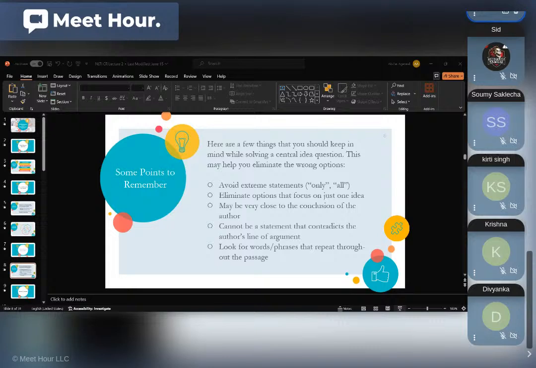It's a very simple thing in central idea questions. When you're reading a passage, try to look out for those words and phrases which repeat again and again. If the author is talking about the incompetence of the NTA, then incompetence or anything negative about the NTA is going to repeat throughout the passage. So most likely your central idea will be somewhere along the lines of that repeating phrase or set of words.